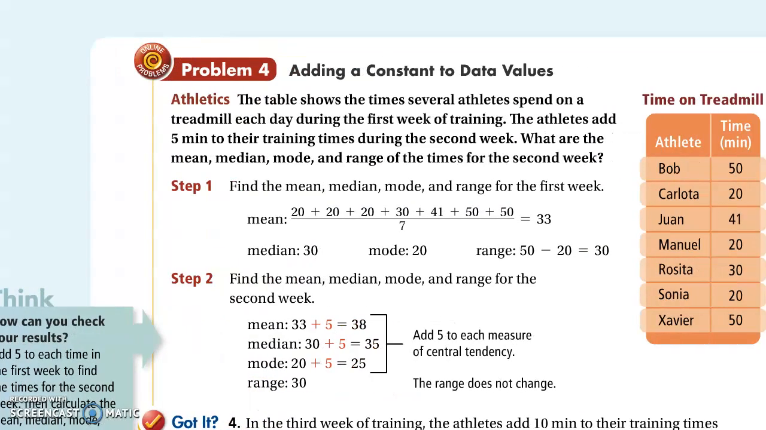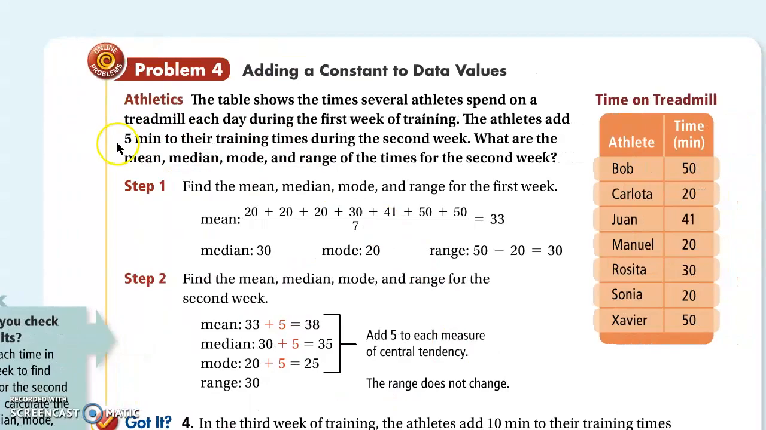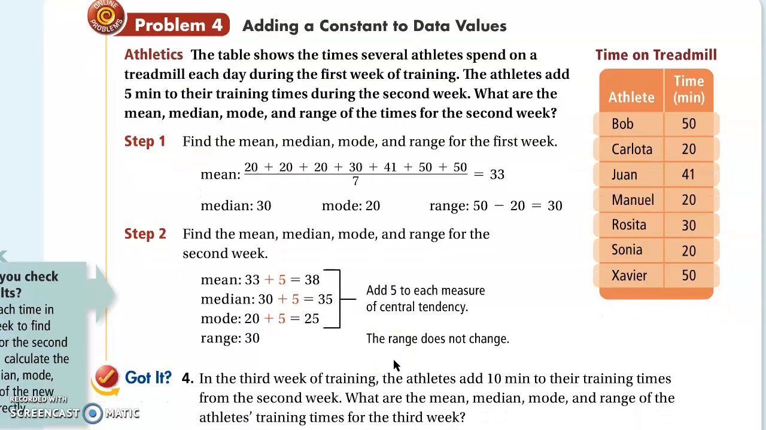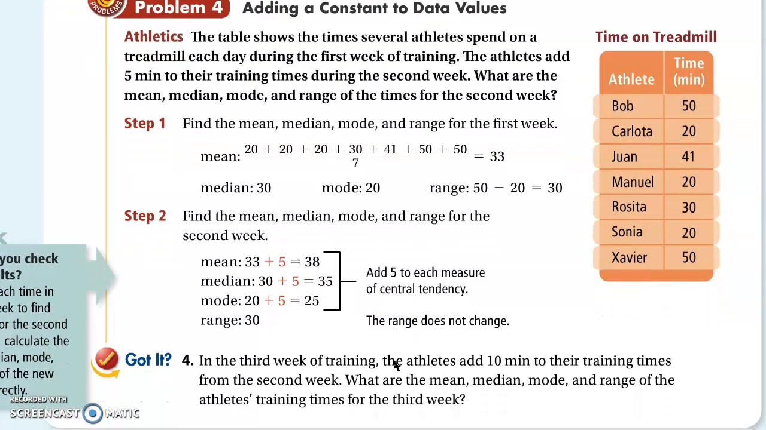They're saying here if you wanted to add a value to total times, like they're saying these people exercise this much on a treadmill, and then every person adds 5 more minutes. So you can find the mean, median, and mode and just add 5 to them, and then that would change it. But the range wouldn't change. The range would not change. But I'm not even going to ask you that question. So it's a little bit of a free math lesson for you guys.